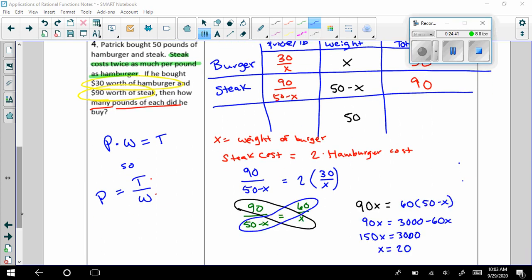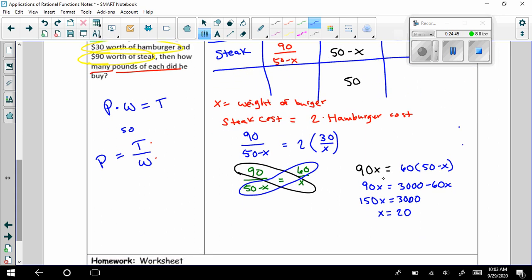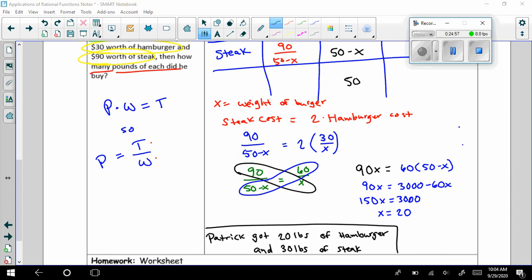Okay, so hopefully you were able to solve that out. I just used cross multiplication, and then I distributed my 60. I added that 60x over and divided. So I got x equals 20. So what does that mean in terms of your solution? Okay, well, based off what our 20 means, weight of the burger. He got 20 pounds of hamburger, so he got 50 minus 20, which is 30 pounds of steak.